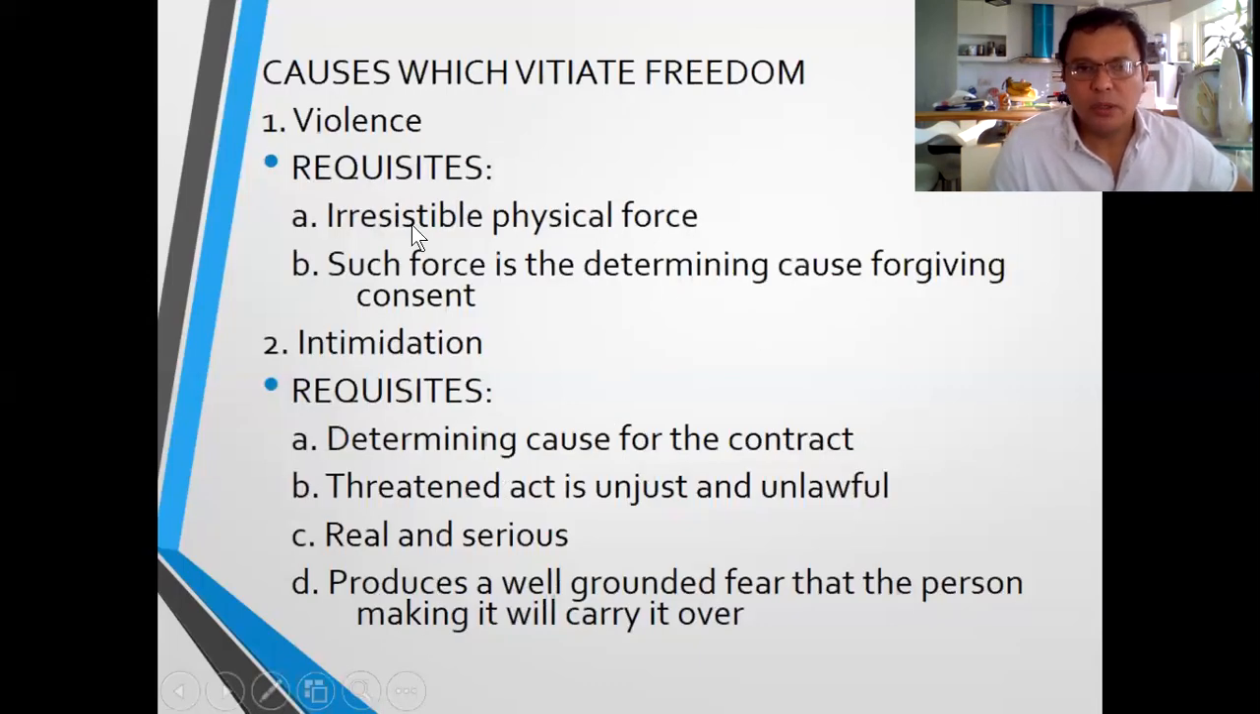This happens when there is irresistible physical force, and such force is the determining cause for giving consent. So let's say, for example, you are the owner of a property, and the property beside you is a mall, a very rich person. Then this rich person comes to you and points a gun in your face. Hey, I want to buy your property. If you're not selling your property, I will blow your head. So in that case, that is violence, no?